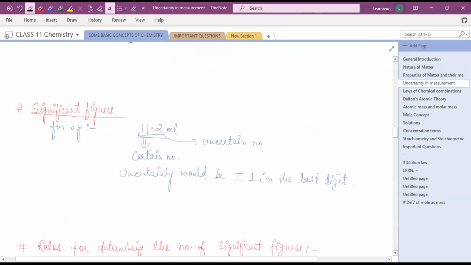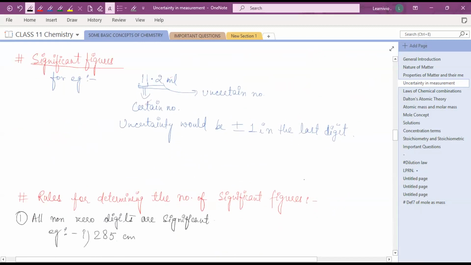Now see, significant figures. As I told you, uncertainty in measurements is indicated by significant figures. What are significant figures? These are very meaningful figures. They are known with certainty, plus one number which is estimated or uncertain.